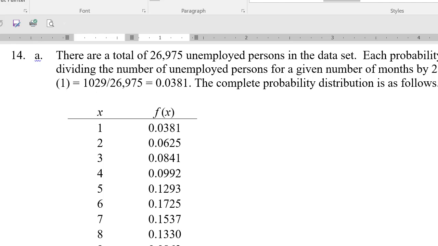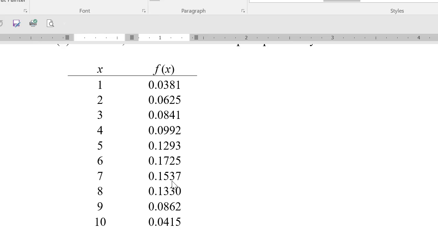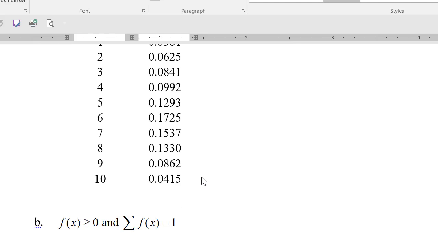So for Part A of Problem 14, what I was looking for is that you put down all of the x's and computed the probability. And so the probabilities are what I was looking for. Here's the bottom part. Then for Part B, we needed to show that f of x, each probability, was greater than or equal to 0. And then if you summed them all, that is, you sum 1 through 10 here, they would equal 1. So that's what I was looking for there.